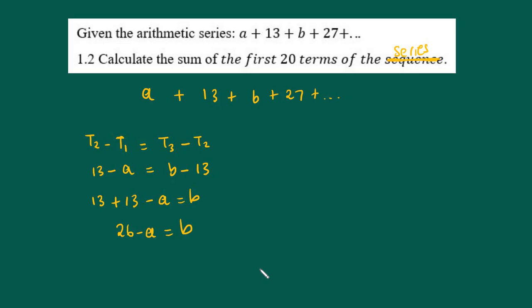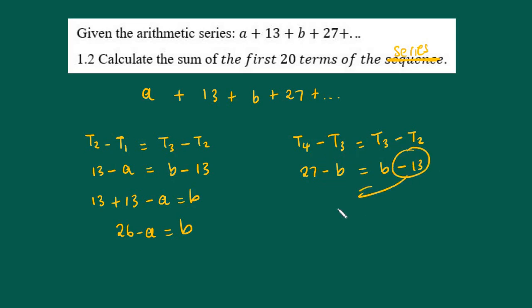And then you say T4 minus T3. T4 meaning 1, 2, 3, 4. The fourth term minus T3 is equal to T3 minus T2. So the fourth term is 27, and then the third term is B. The third term is B, and then the second term is 13. So from this, can we take the negative B to the other side? Yes, sir.